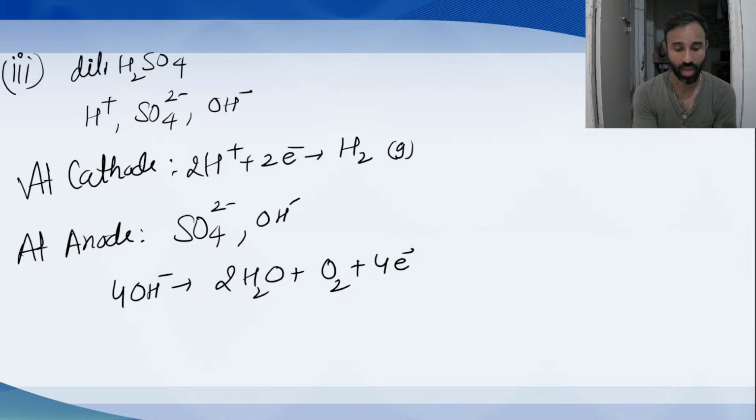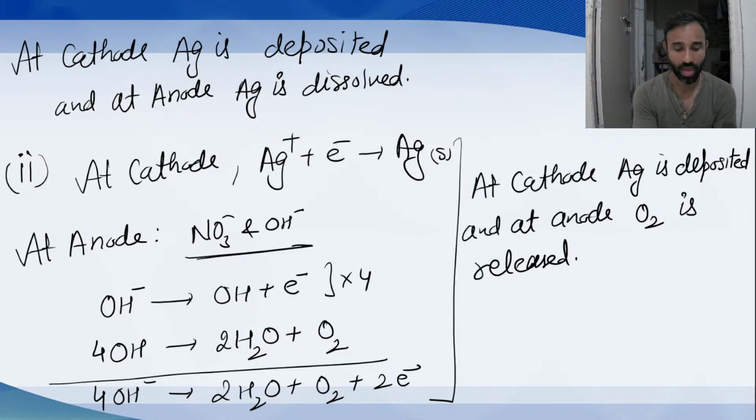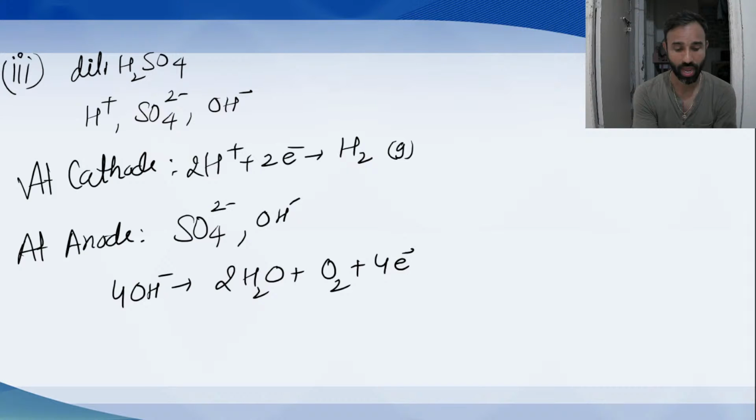So that is the case, just like in this case. There are 4 electrons: 4OH negative gives 2H2O plus O2 plus 4 electrons. The same reaction takes place here also. At the cathode H2 gas is released, and at the anode O2 gas is evolved. At cathode H2 gas and at anode O2 gas.